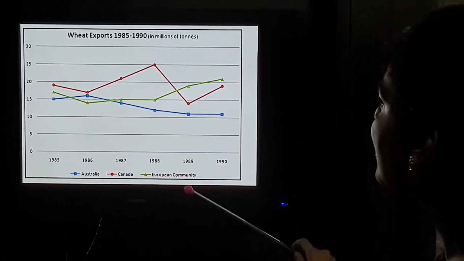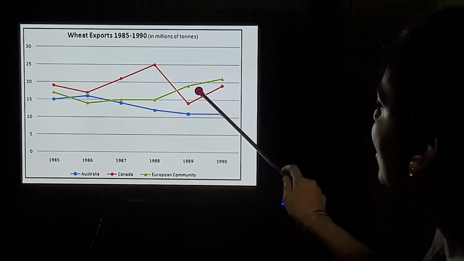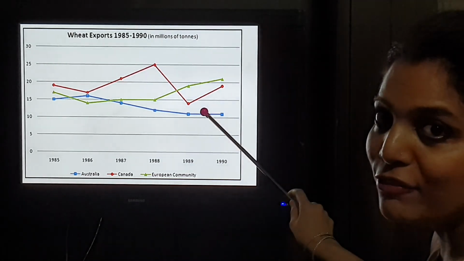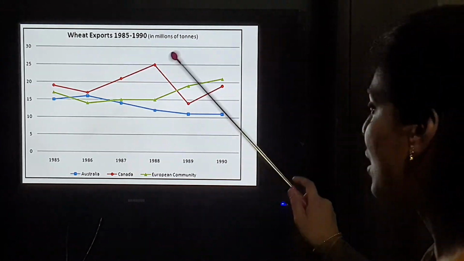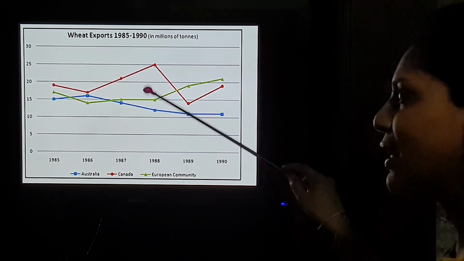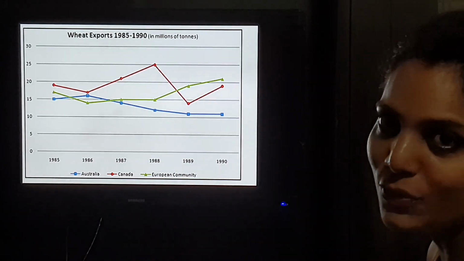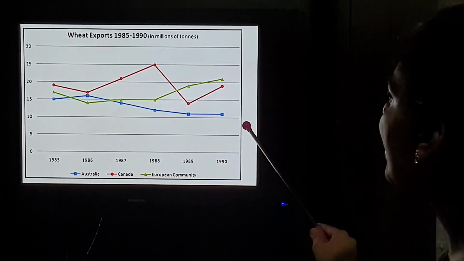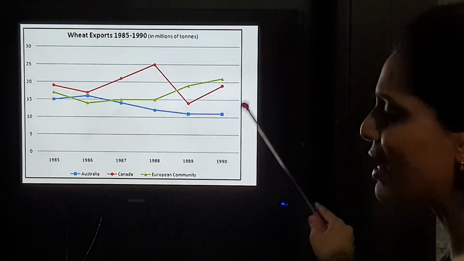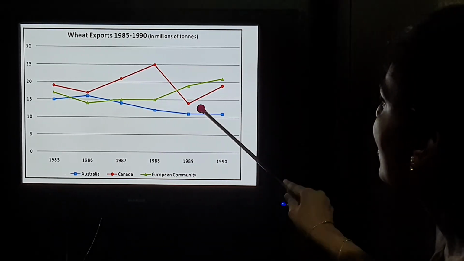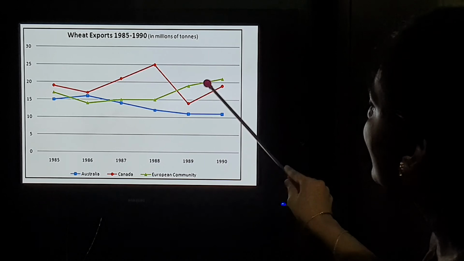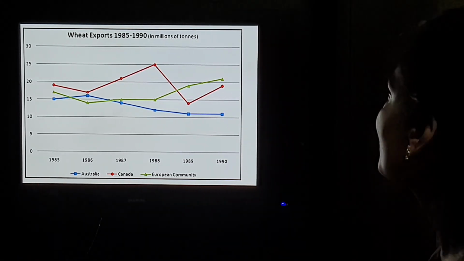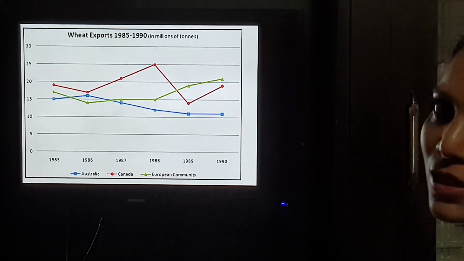Then next in 1989, the wheat exports of European community have increased. That of Canada have fallen to a large extent, and that of Australia are continuously decreasing. Same goes for Australia, decreasing again, becoming almost static by the end year. Canada's wheat exports have started increasing again, and European community's wheat exports are increasing.